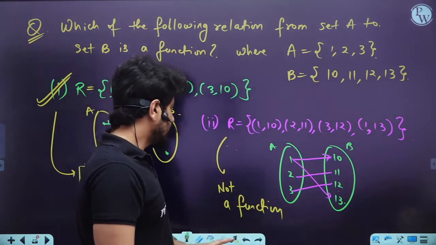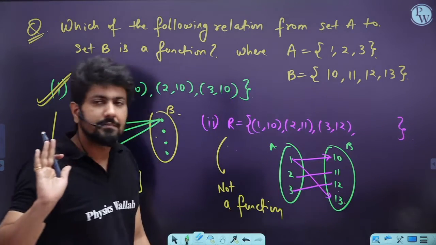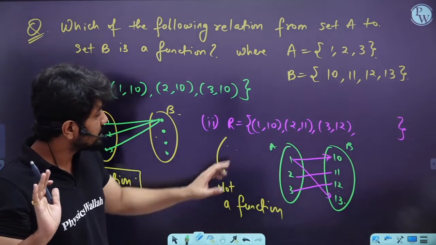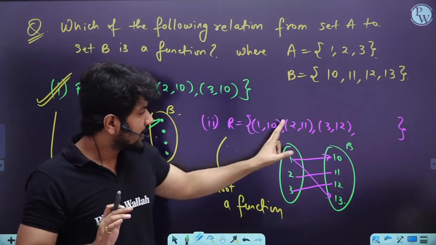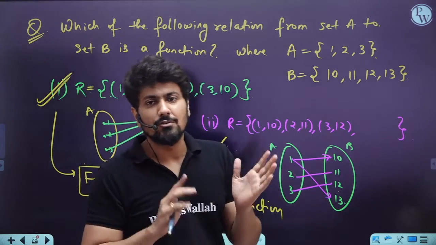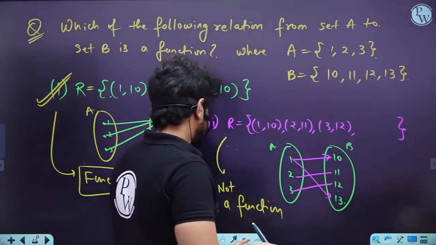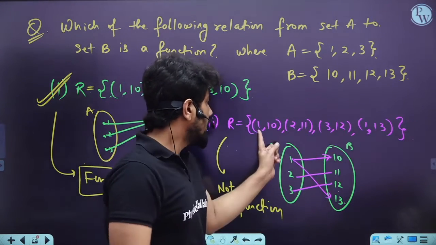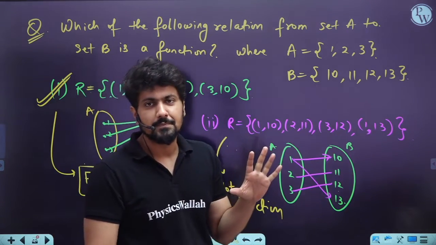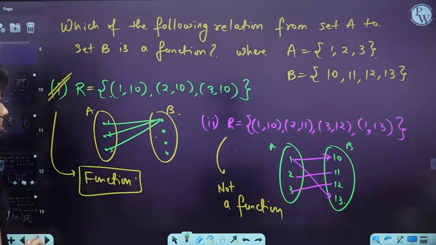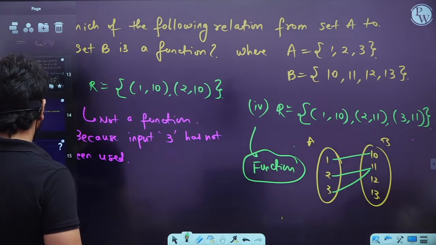But if I remove this, now this has become a function. Now 1 is related to 10, 2 is related to 11, 3 is related to 12. We are using all the three inputs. Now this is a function. But here this is not a function because at one single input we are getting two different outputs. Now if you have understood functions, let me tell you what are domain and range.